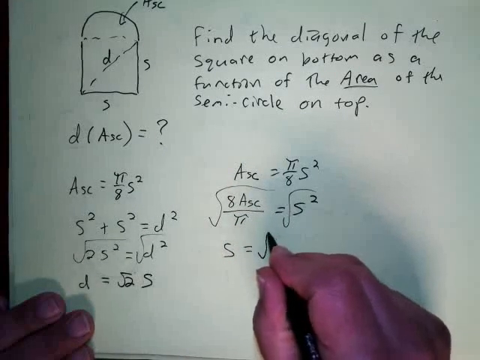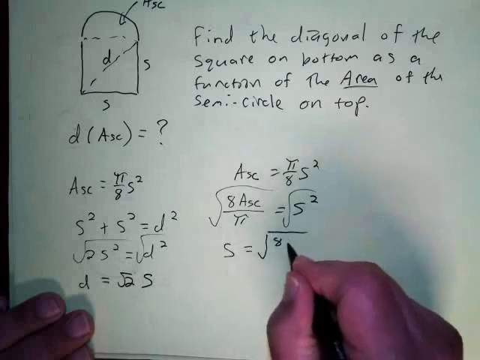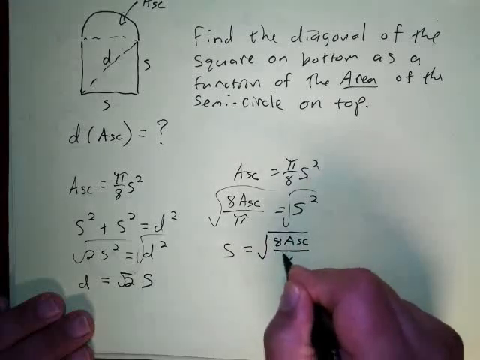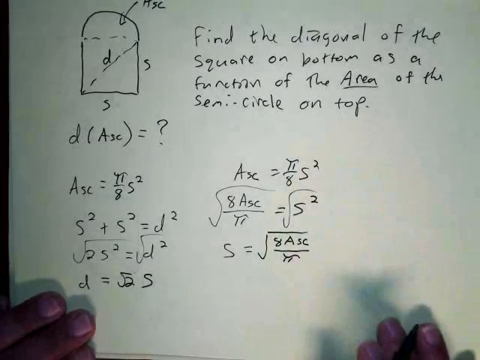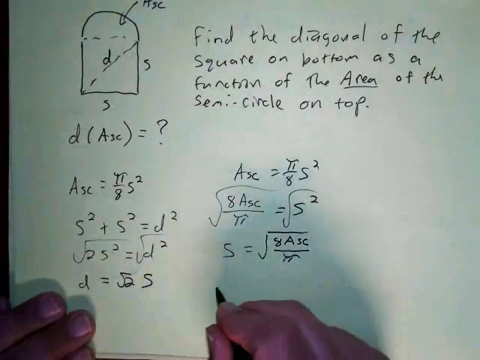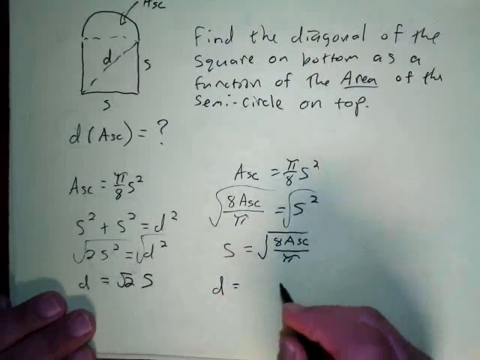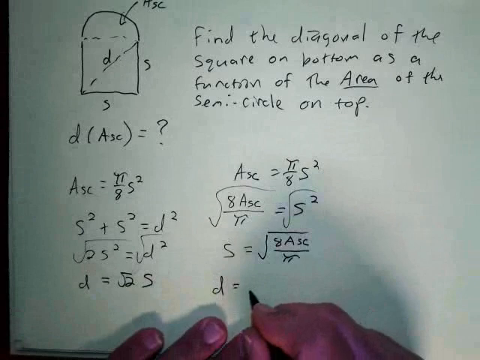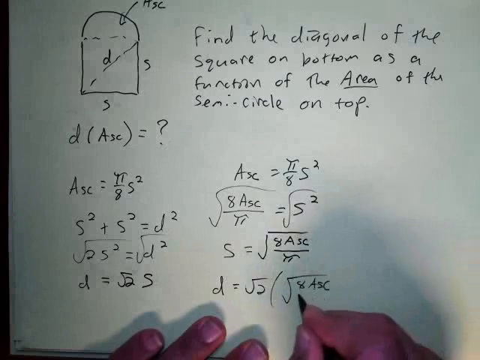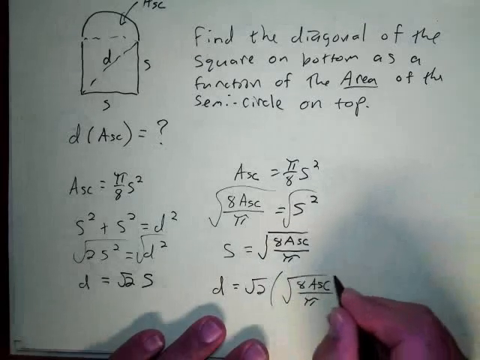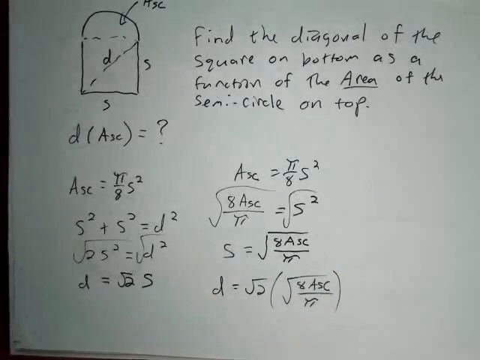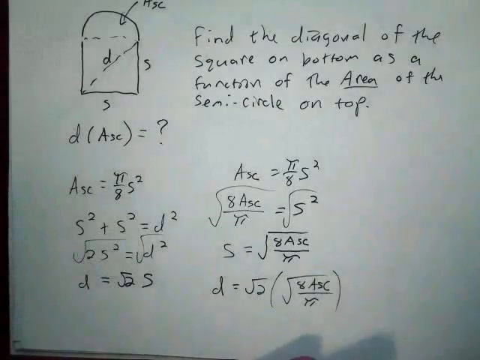and what I can do here is, so this is the square root of 8 ASC over pi, right? And so what I can do here is plug this in for s, and I get d is equal to the square root of 2 times all of this, right? Just like that.